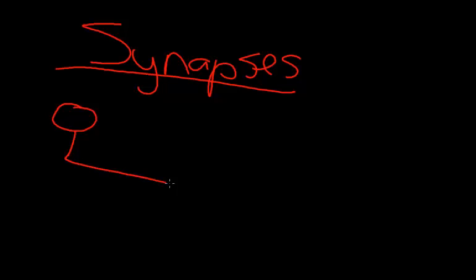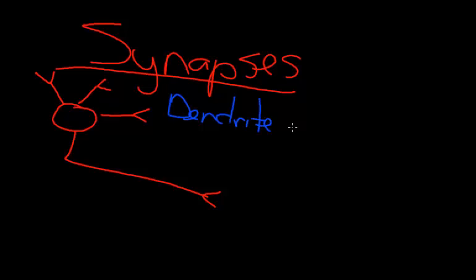has a bundle of fibres associated with it, and there are fundamentally two types of fibres associated with it. One set called dendrites and one called an axon. Now, dendrites have information flowing towards the cell body, and axons have information flowing away from the cell body.